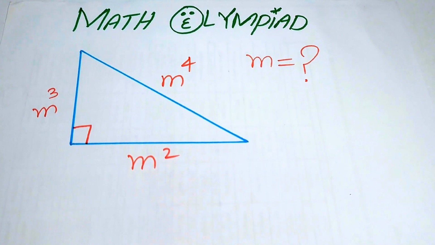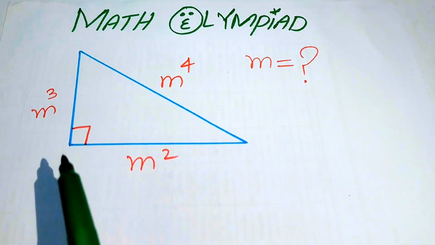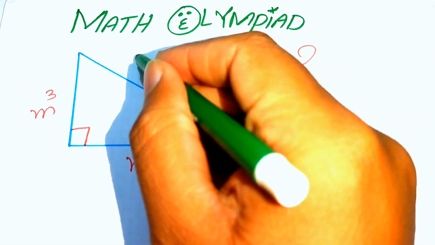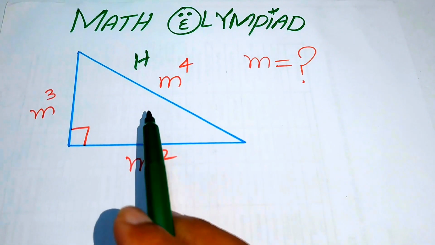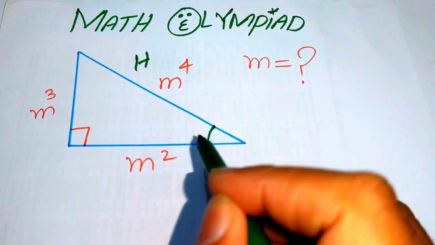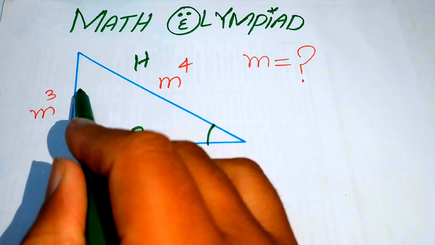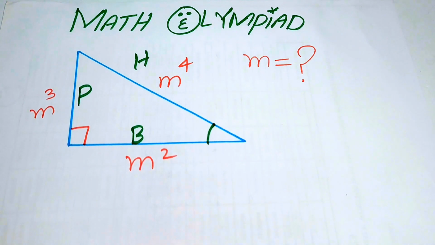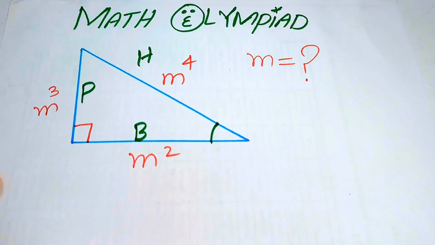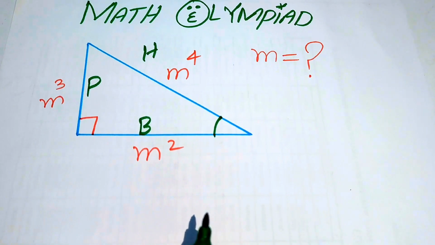So first you see that this is a right triangle, and we know that in a right triangle the side opposite to the right angle is called the hypotenuse, or in other words the longest side is called the hypotenuse, and the side which joins these two angles is known as its base, and this side is called the perpendicular of this right triangle. And we also know that the Pythagoras theorem holds in these types of triangles.